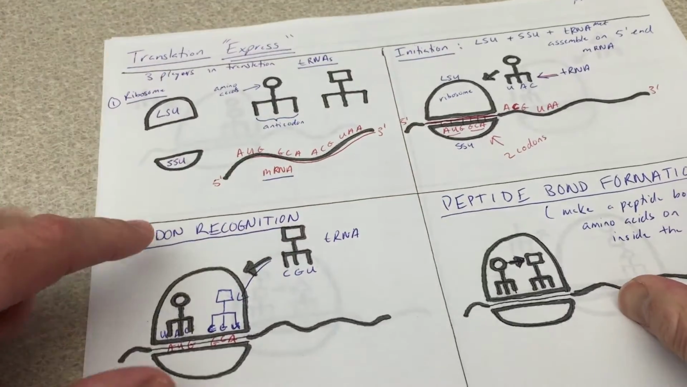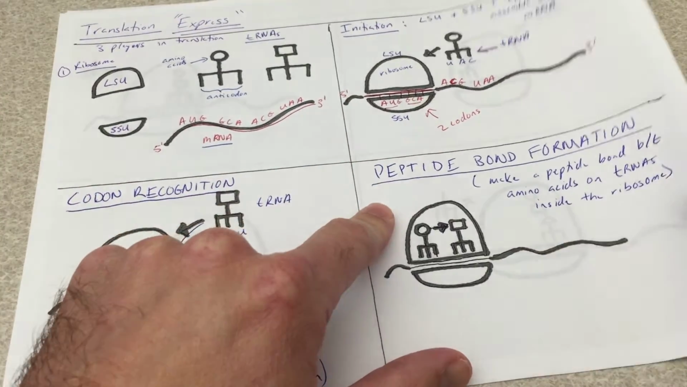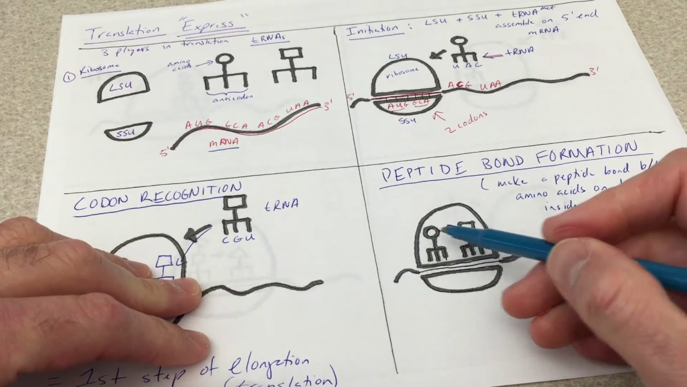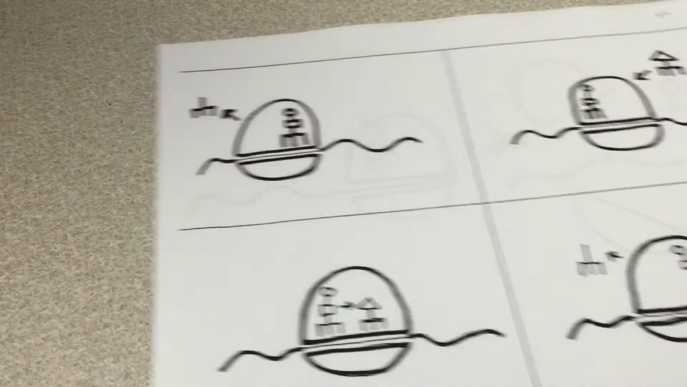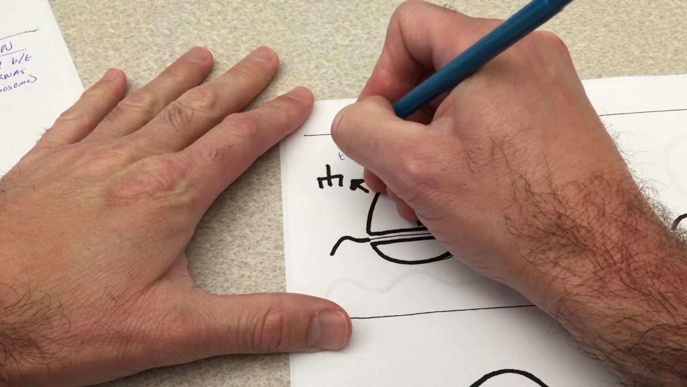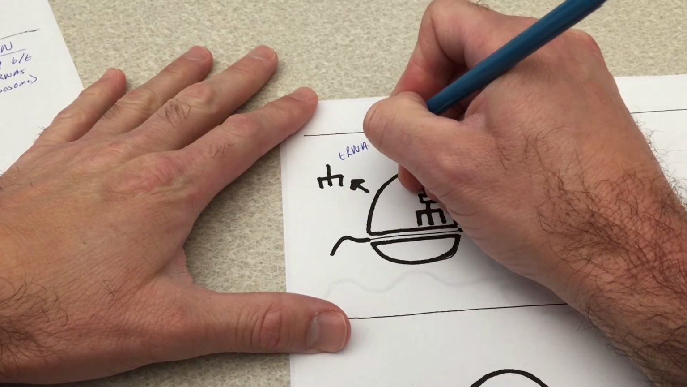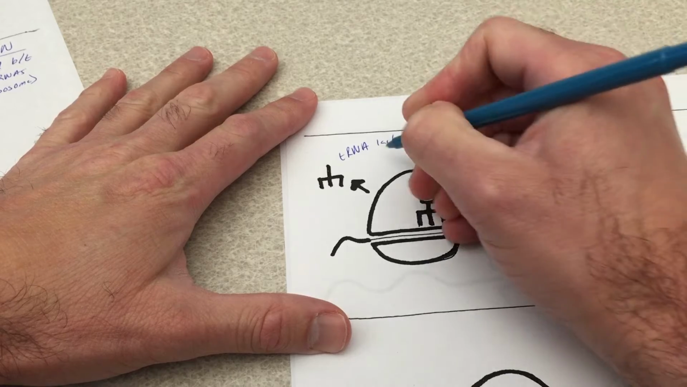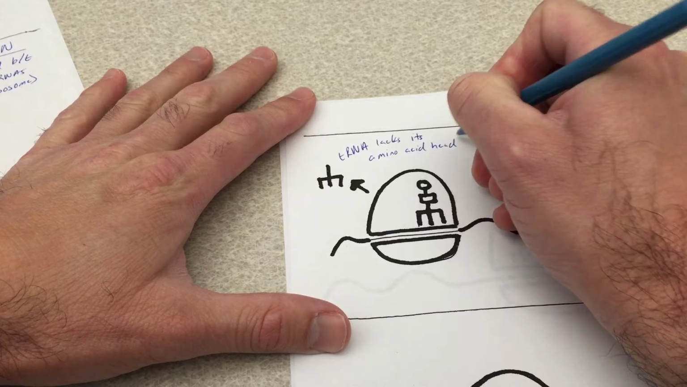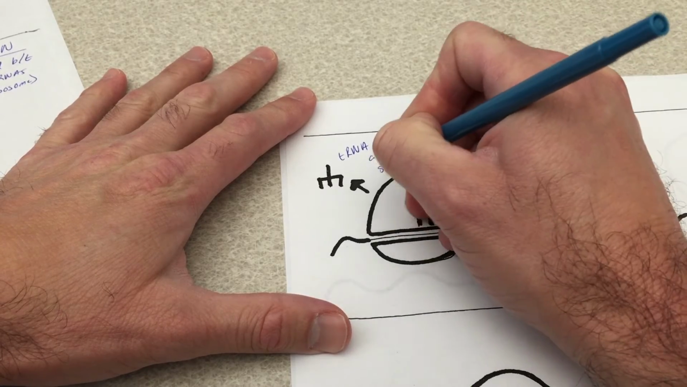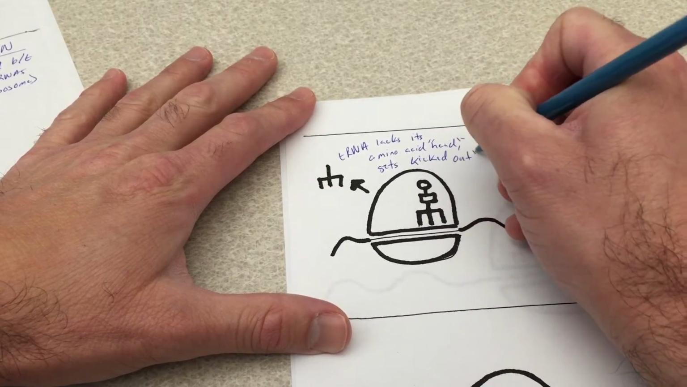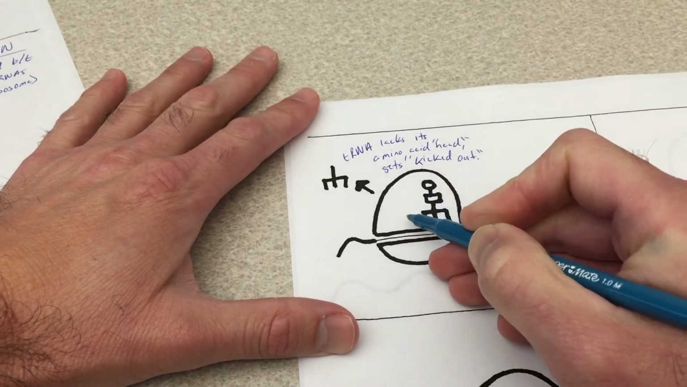So we've got codon recognition, peptide bond formation, and now what's going to happen with this tRNA now that it's lost its amino acid head? It's going to get the boot. So this tRNA lacks its amino acid head and gets kicked out. All right, so it leaves.